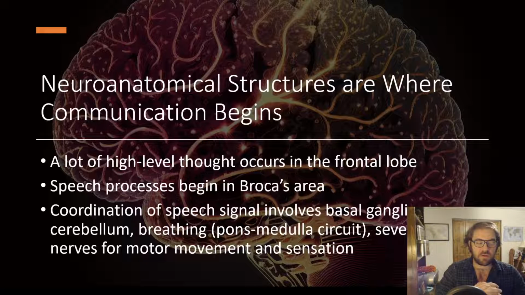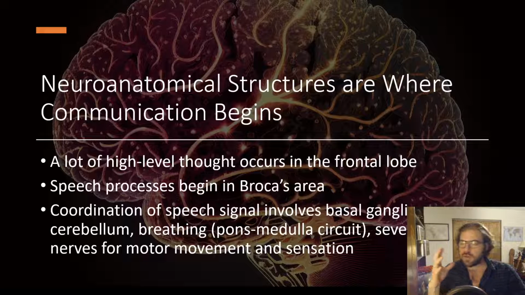So we have to start with thought, decision making, thinking about what we're going to say, processing what people have said to us, coming up with new ideas, being creative. All that stuff happens in the frontal lobe here. And then after that, a lot of our speech processing is done in Broca's area, which of course is also in the frontal lobe, but not in the anterior frontal lobe.